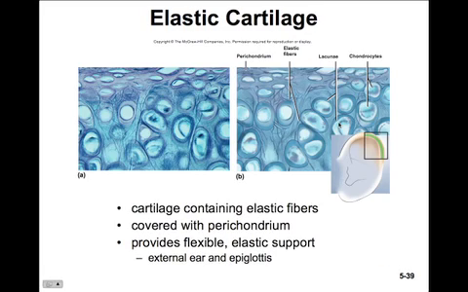Elastic cartilage has a distinctly different appearance. It contains a lot of elastic fibers. Remember, elastic means we can change it out of shape and then rebound it to its original shape. It's also covered with perichondrium. It provides flexible, elastic support. We find that in places like the external ear and the epiglottis, the flap that prevents us from getting food in the windpipe.